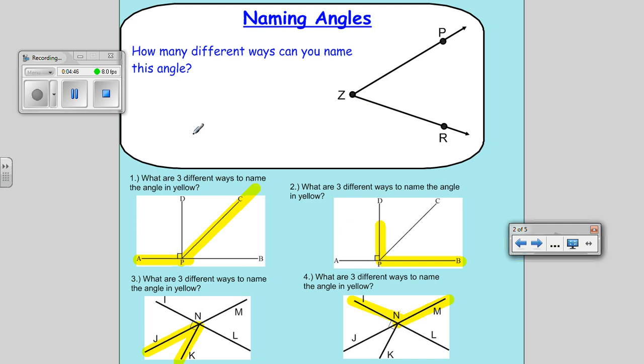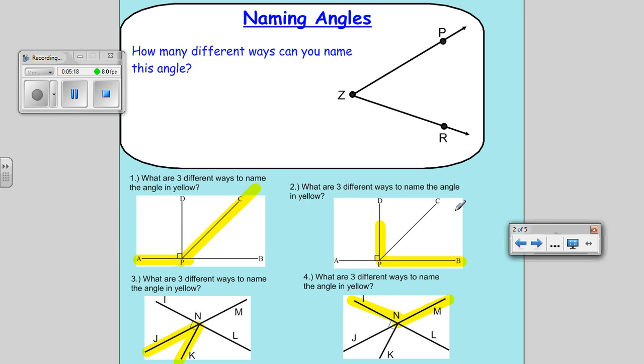Alright, here we go. What are three different ways to name the angle in yellow? Well, we know it's an obtuse angle. It's bigger than 90. You can see that 90 degree angle right there. It's bigger than 90. Alright, it could be a supplementary angle, because if you're looking at this angle, it could be part of the total line. It is a part of the total line, but this asks for this angle, so it is a supplementary angle, and it is also an adjacent angle because it's right next to another angle here.